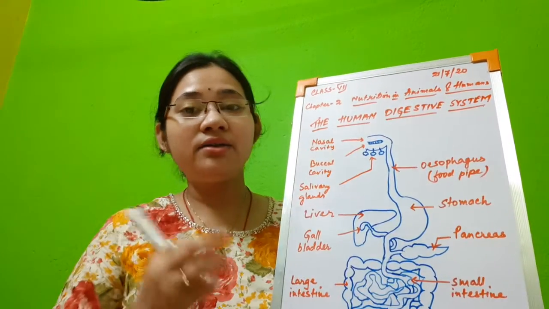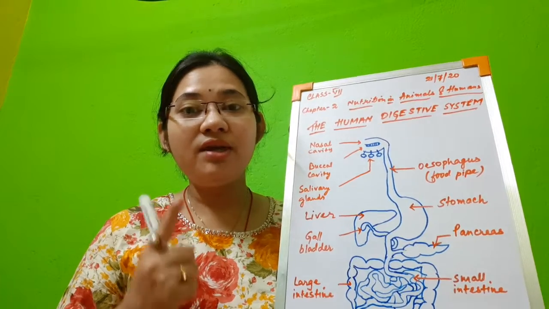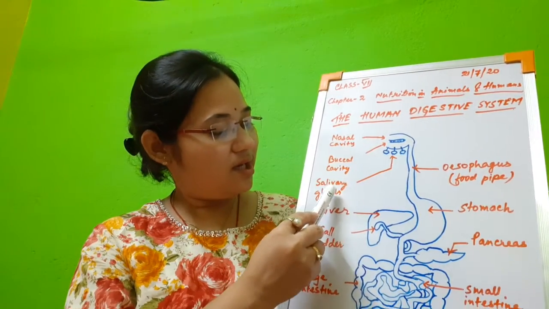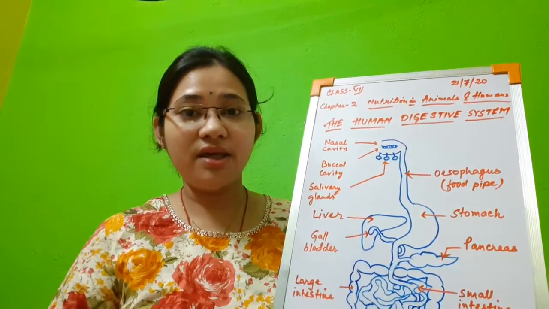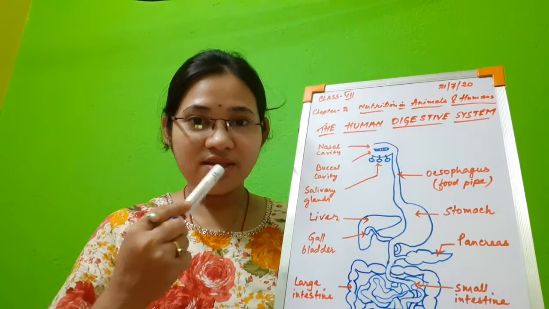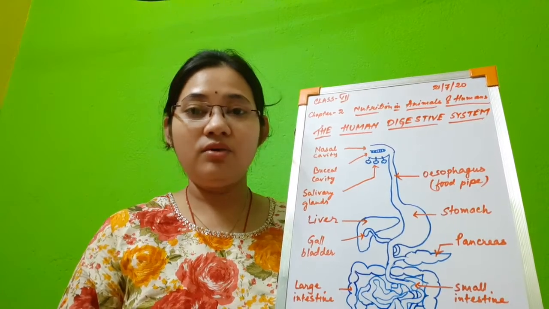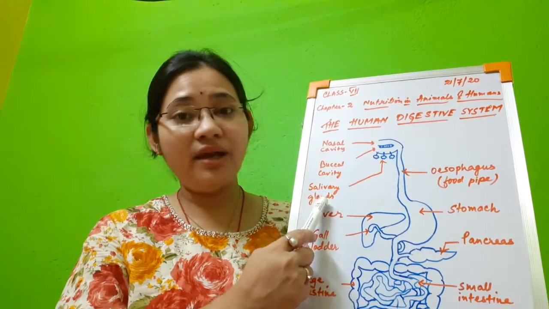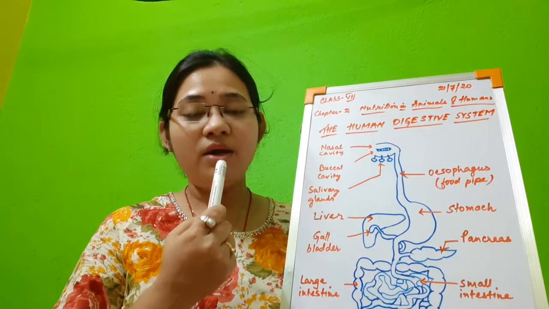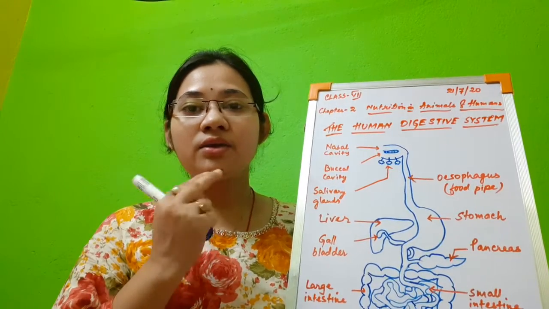So there are 3 pairs of salivary glands. These salivary glands release a chemical that is called saliva, the fluid that is present inside our buccal cavity. Now once again, what are the 3 salivary glands which are present inside our mouth? This is just to know there are 3 pairs.